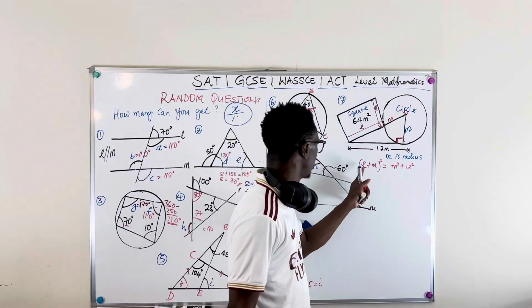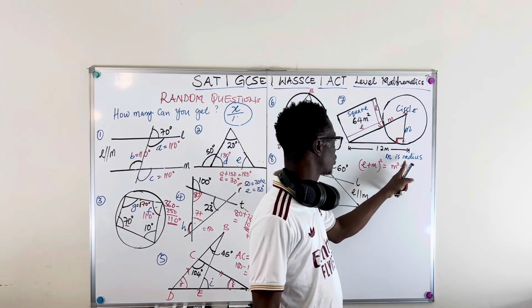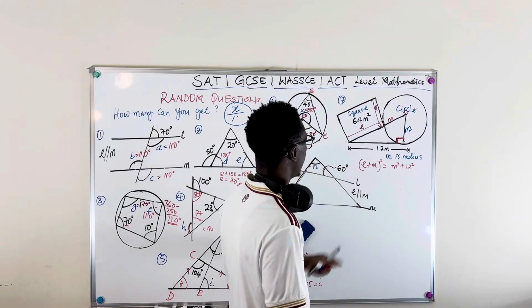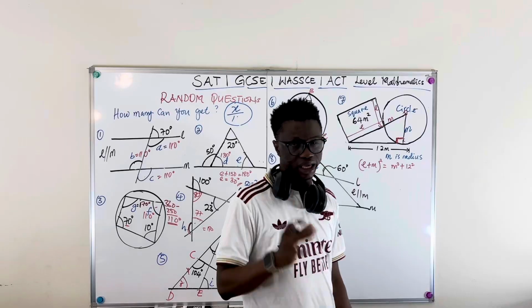That's the first thing. (L + M)² = M². That's Pythagoras' theorem. And so now we need to find L. How do we get L?